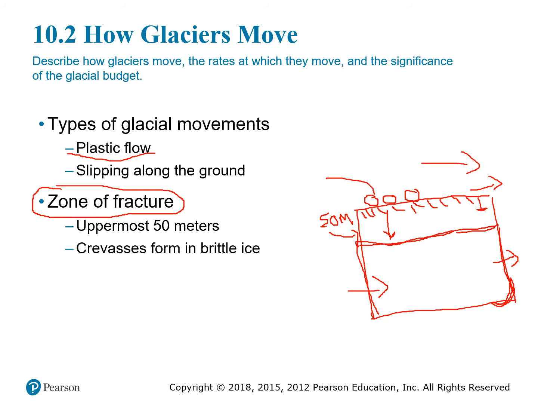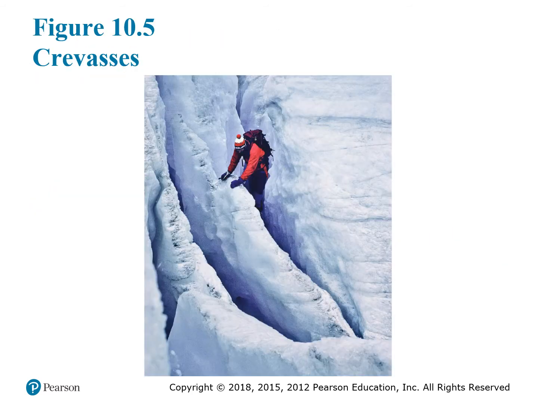And then on the floor of the valley, where the ice scours the floor, it moves because a little bit of meltwater forms, and then there's slippage. So that's essentially how a glacier moves. All right, here's an example of a crevasse, and an extreme earth scientist exploring the upper levels of a glacier.